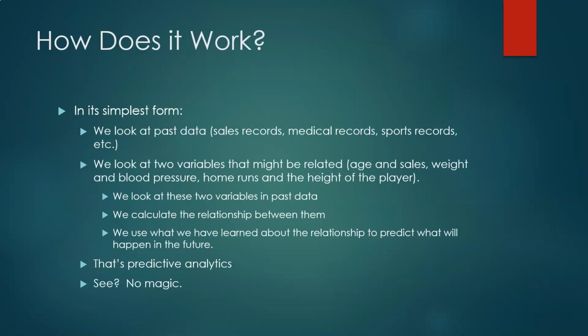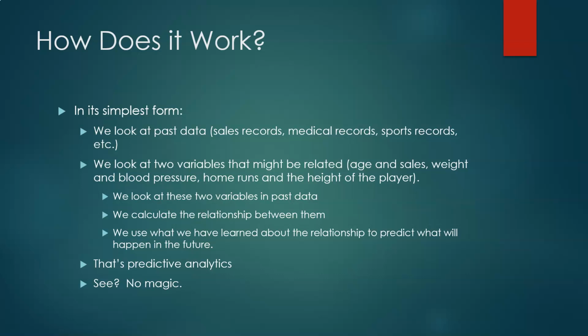So how does it work? Well, in its simplest form, we look at past data, things like sales records, medical records, sports records, etc. There's a whole bevy of sources of past records. And we make a determination about the relationship between potentially two variables or multiple variables. In its simplest form, we're going to look at two variables, and the relationship between those two variables as they were related in past data. It could be things like age and sales. It could be weight and blood pressure. It could be home runs and the height of the player.